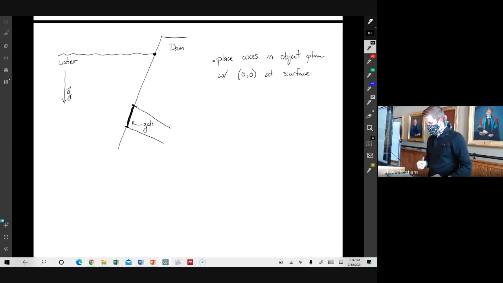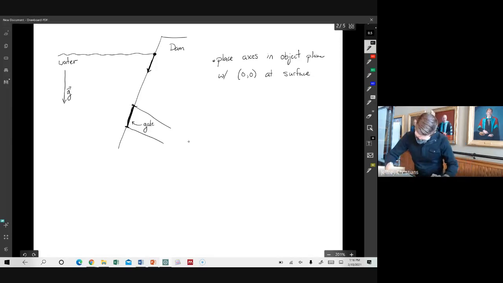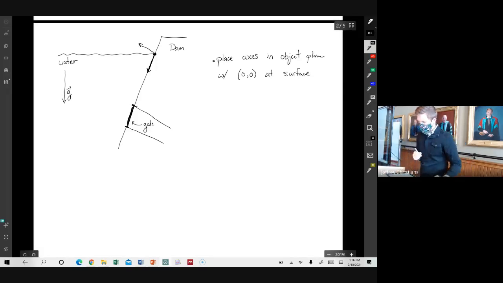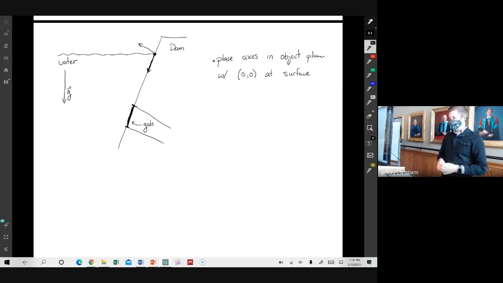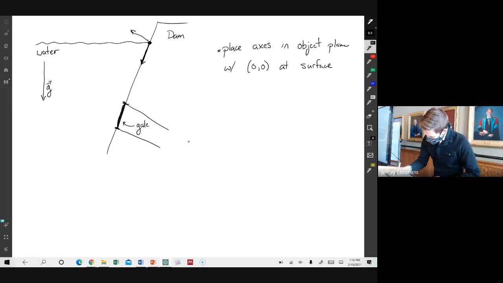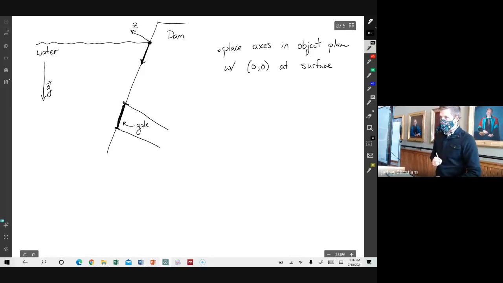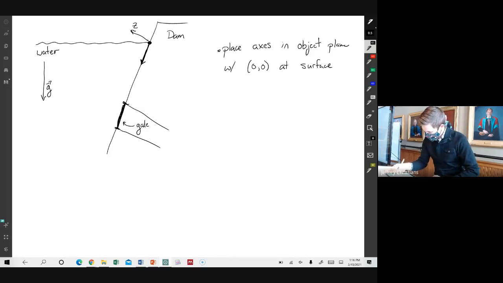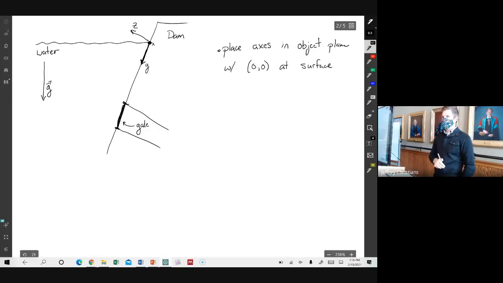We'll do 0, 0 at the surface for right now. So that would mean that this is one direction, that's another direction, and then in and out of the page is our third direction. So this would be, we'll call that Z. Down deeper into the water is Y, and in and out of the page is X.